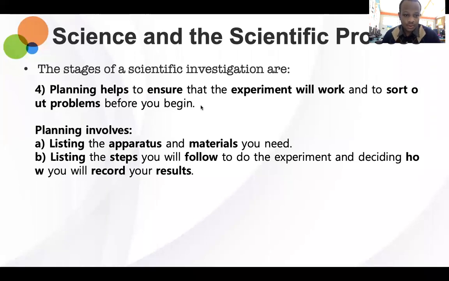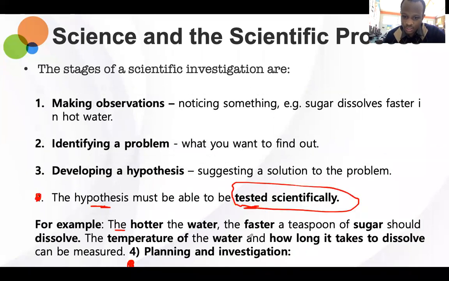So the planning involves going ahead first, listing what we're going to need. So back to our hypothesis here, we're going to need a sample of hot water, and we're going to need a sample of cold water, right? And we're going to need teaspoons of sugar. We're going to need sugar, right? We're going to also need something to measure the temperature of the water.